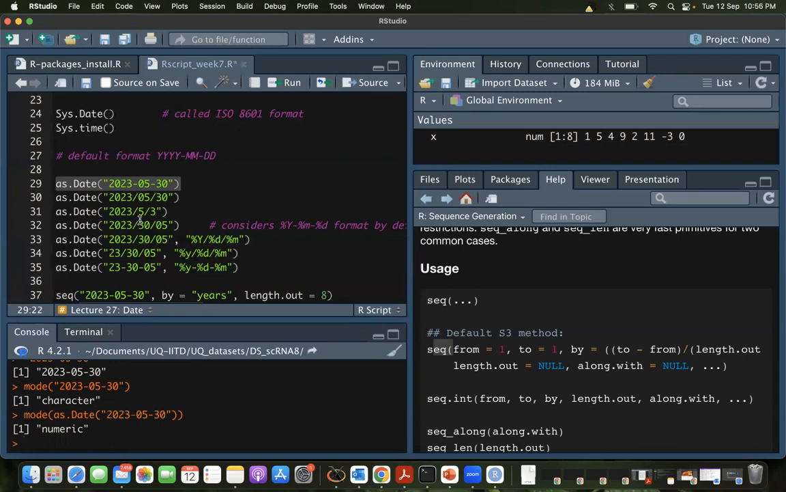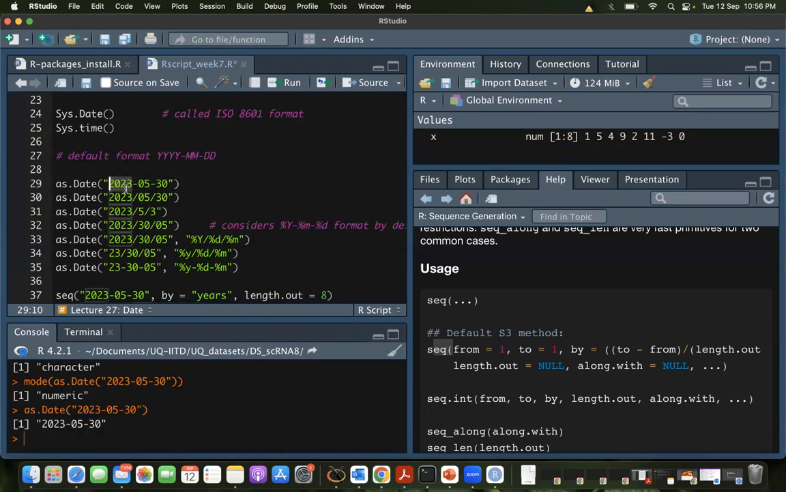It considers it to be a numeric variable, numeric data. Now if I just print this as it is, this is how R is saving it. Whatever I fed it, it's just giving me the same thing. Just by looking at it, you won't really identify that it's a date. It's four positions for the year, then month, and then the day.